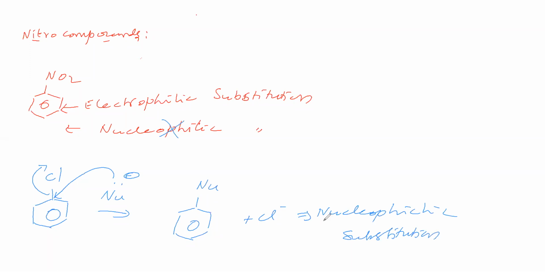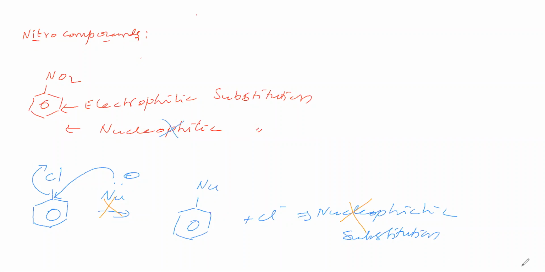But what is the problem here? Between this carbon and chlorine, a partial double bond is there. Therefore, the nucleophile is unable to attack this carbon, so this chlorobenzene is not going for nucleophilic substitution.